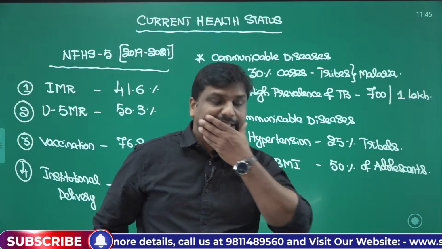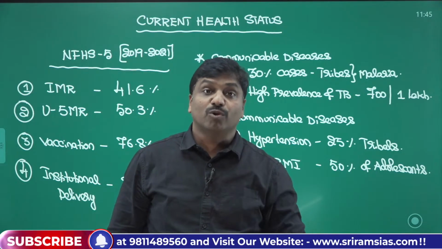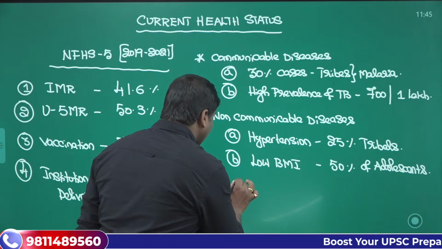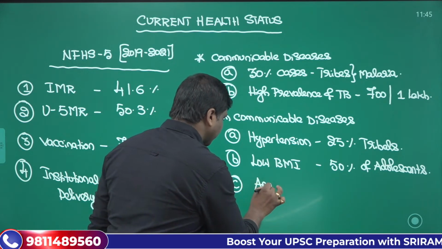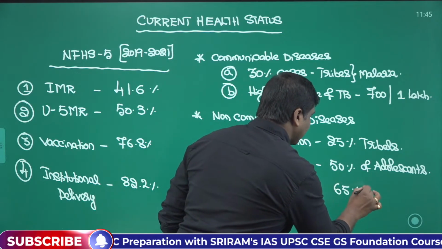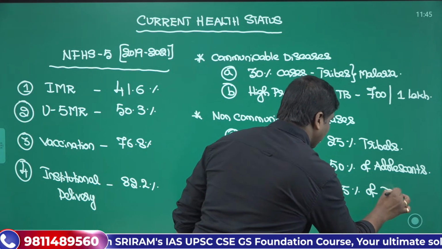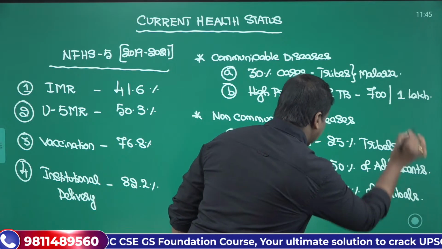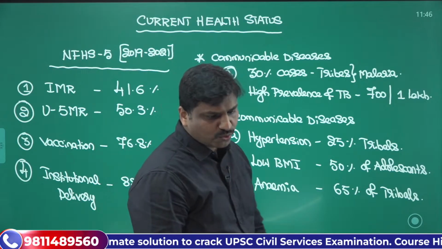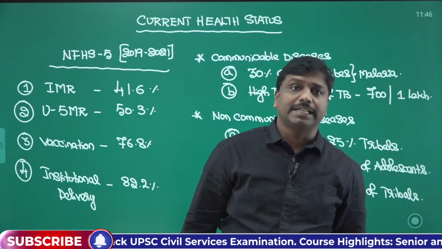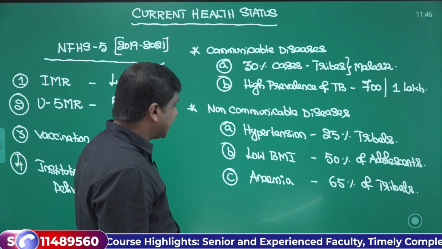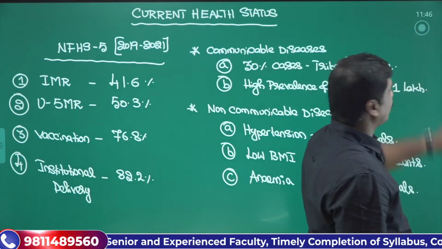Furthermore, almost 65% of the tribal population are in an anemic condition. So 65% of tribals are with anemia. Look at the instances and look at the cases. This is how tribals are being subjected to it. They are more vulnerable to health and disease kind of issues, right?